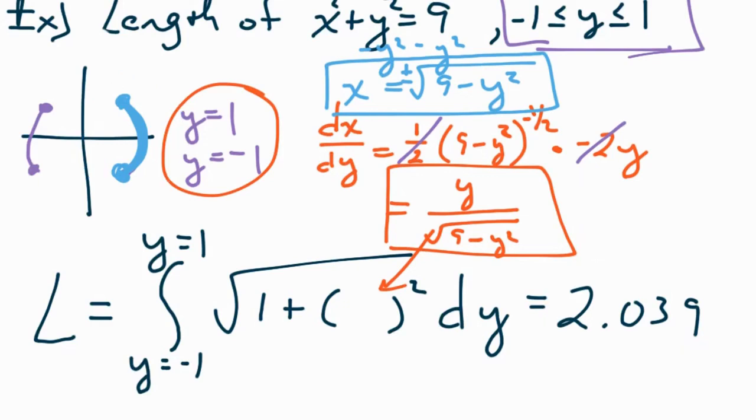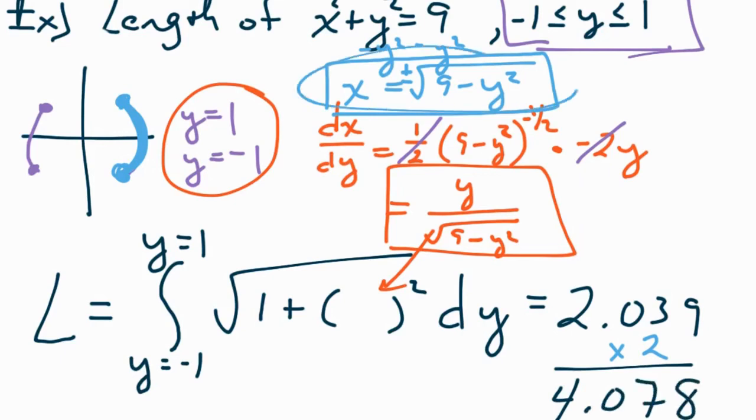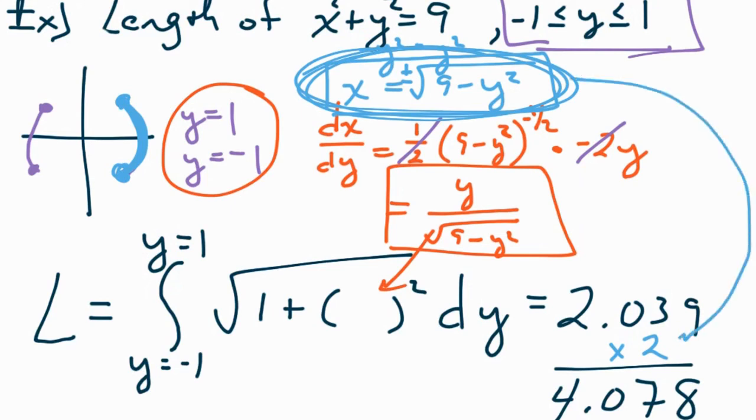Well, it's not real hard to fix it. All I've got to do is multiply by 2. The reason I'm multiplying by 2 is because I really only found the length of a positive half of this circle. I don't want to forget about the plus or minus, and I can take care of that with just a little times 2 to get my total length of both sides of this circle.